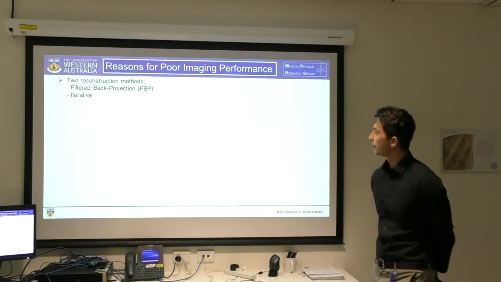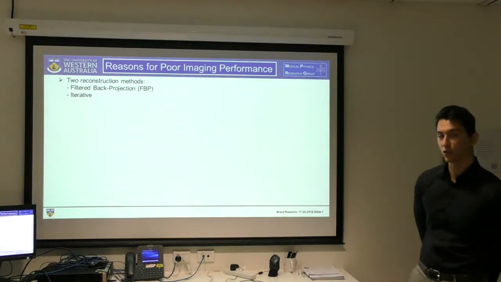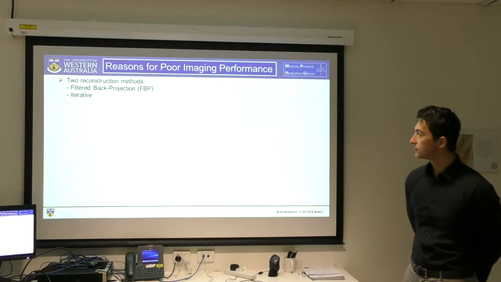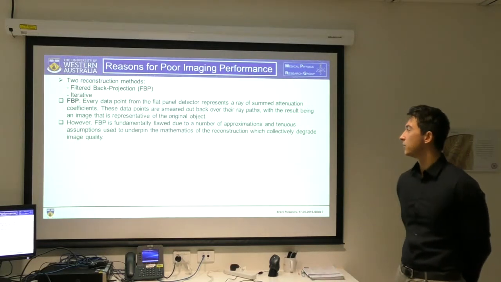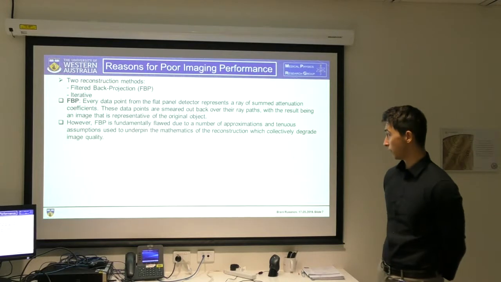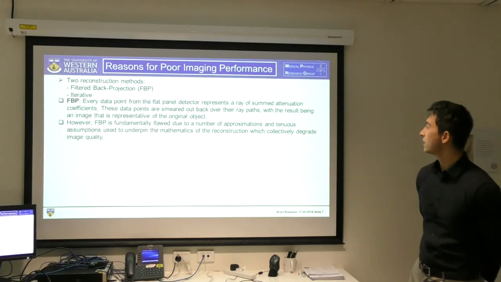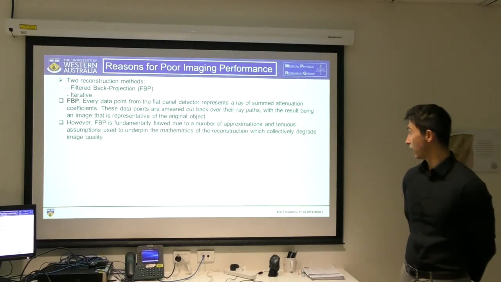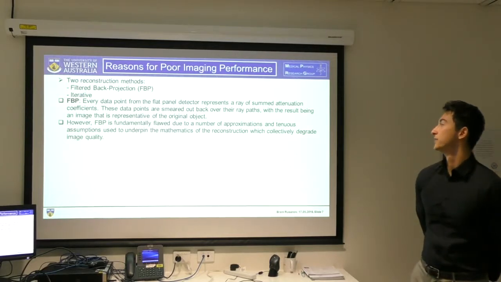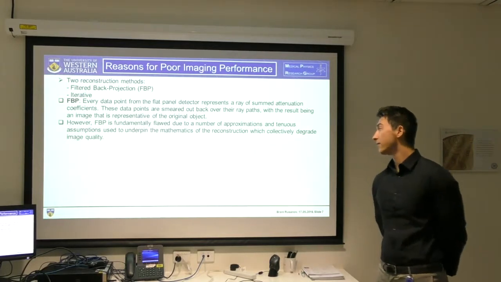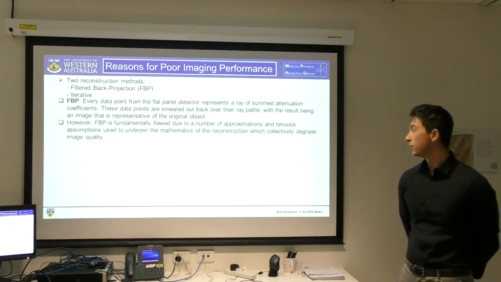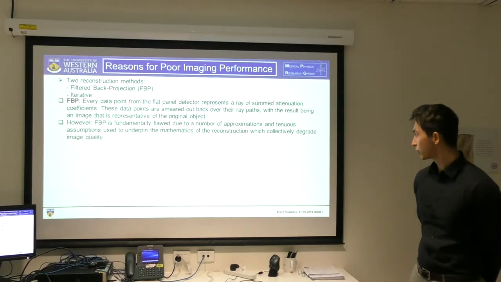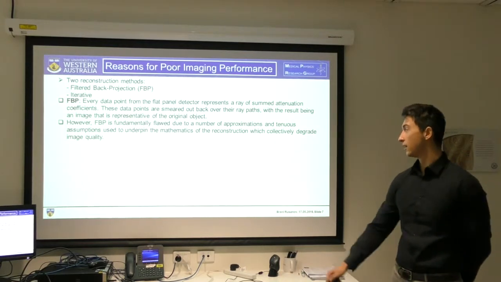So I'm going to talk about, first of all, the fundamental reconstructions that CBCTs undergo. There are two main methods. The first is filtered back projection. In filtered back projection, every data point from the flat panel detector represents an array of summed attenuation coefficients. These data points are smeared back over the array paths, with the result being an image that is representative of the original object. However, filtered back projection is fundamentally flawed due to a number of approximations and tenuous assumptions used to underpin the mathematics of the reconstruction, which collectively degrade the image quality.